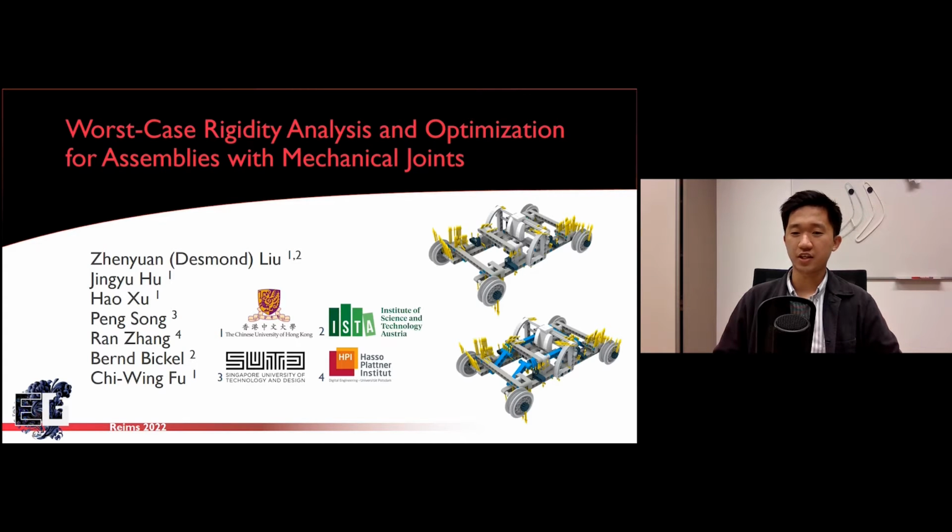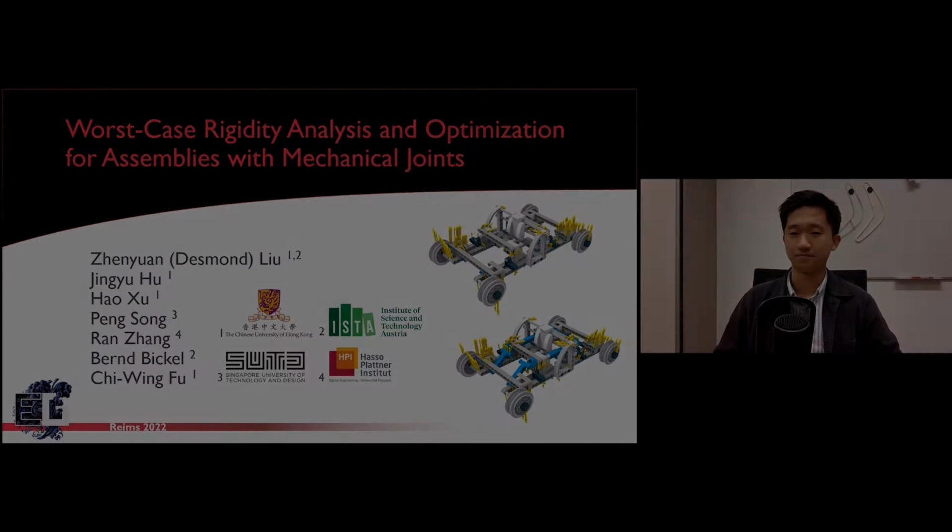Today I'm going to be presenting our work on worst-case rigidity analysis and optimization for assemblies with mechanical joints. This work is done in collaboration with Jingyu, Xu Wing from the Chinese University of Hong Kong, and Peng from Singapore University of Technology and Design, and Zhang from Hasso Plattner Institute, and Bernd, who is my current supervisor from the Institute of Science and Technology, Austria.